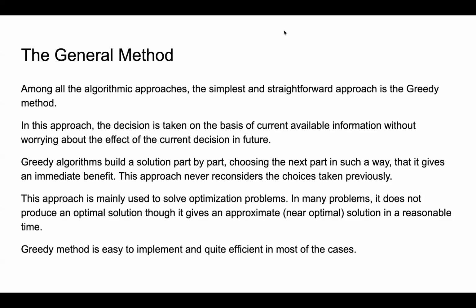Why is it greedy? Because here the algorithm is considering only the currently available information. It is not considering the effect of that decision in the future. Whatever the result of that decision will be, the effect of that decision will not be considered by the algorithm. It will just see that this is the step we can follow, and we will follow this, okay, to gain the maximum profit.